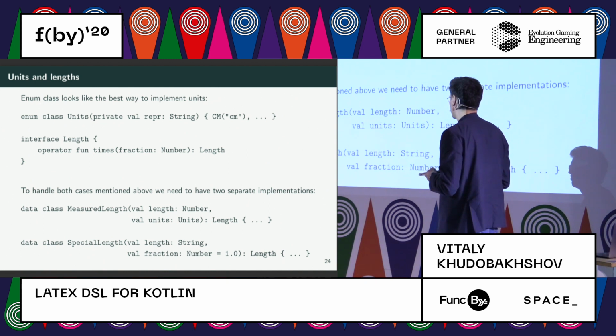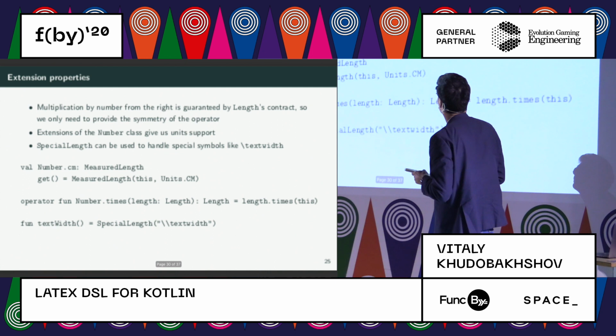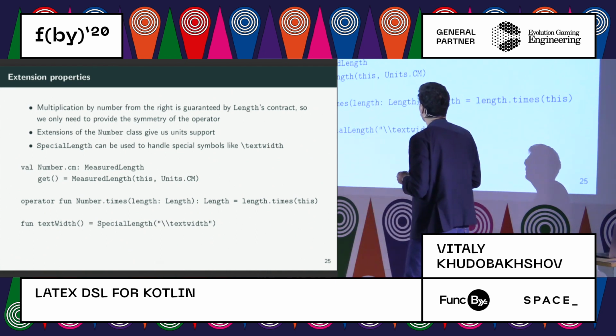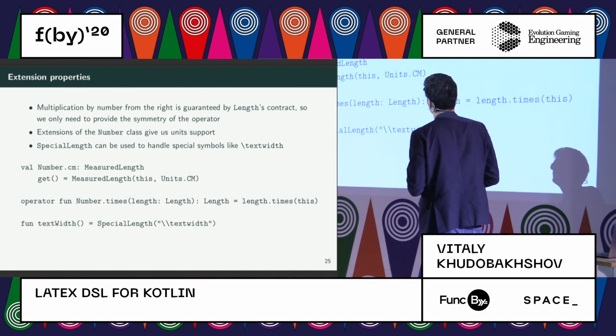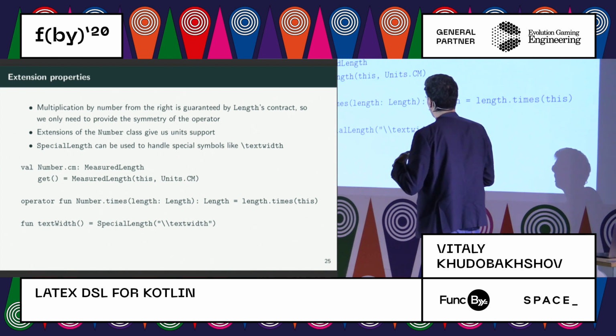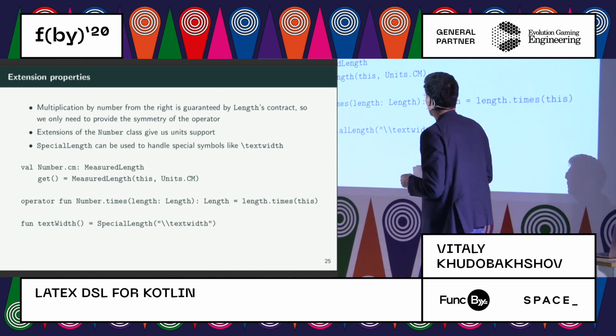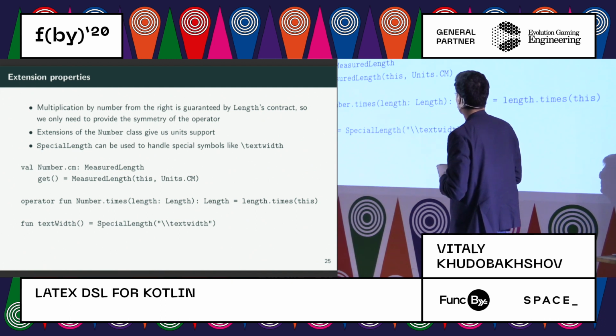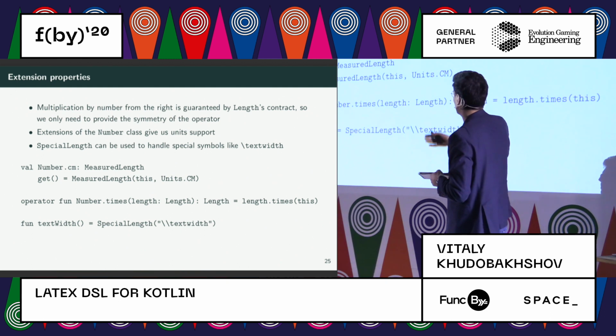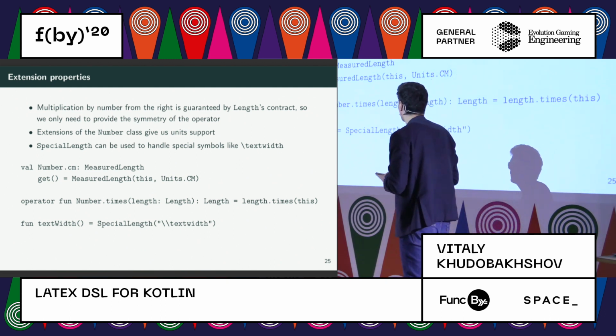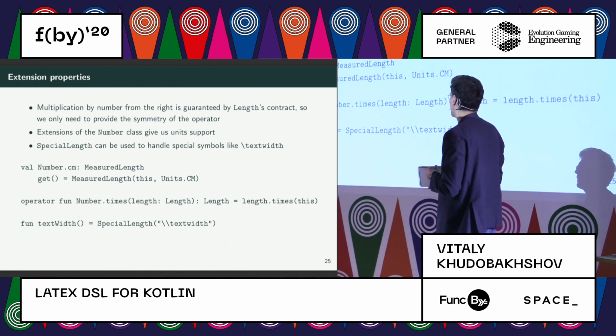from the LaTeX point of view, slash textwidth will be a kind of string. So it will work absolutely okay, but we need to provide some additional extension method to provide the symmetry of the operator times here. It's pretty easy. And it will be absolutely great to have units as properties, so that we can just add the property centimeters to the Number class. After that we will be able to write something like 1.cm or 1.03.cm. It will be okay.